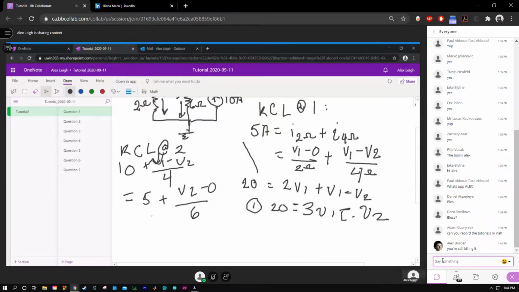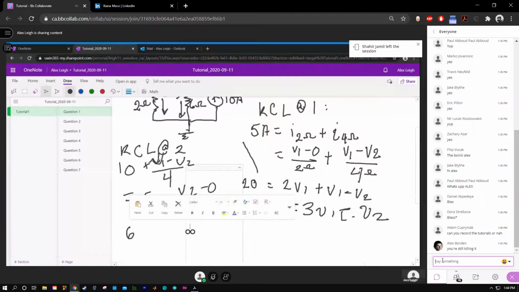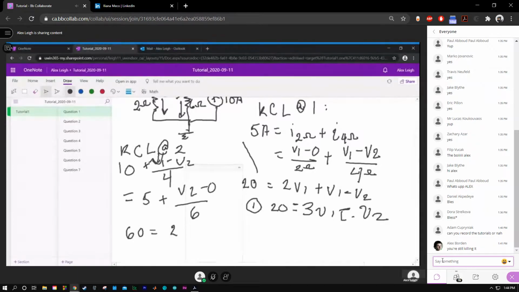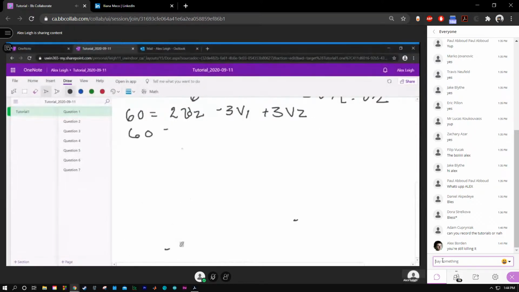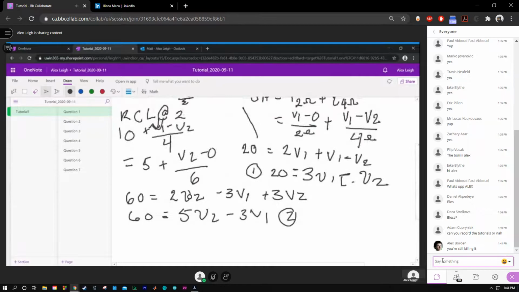Then, when we solve this up, again, it's a couple math steps, just getting rid of the denominators, multiplying by 6, I end up with the following. 60 equals 2 V2 minus 3 V1 plus 3 V2. And then when I simplify all of that, 60 equals 5 V2 minus 3 V1. And that's going to be equation 2. So right now, I've collected 2 equations using KCL. I have 2 equations, and I have 2 unknown variables, V1 and V2. So I'm ready to solve.